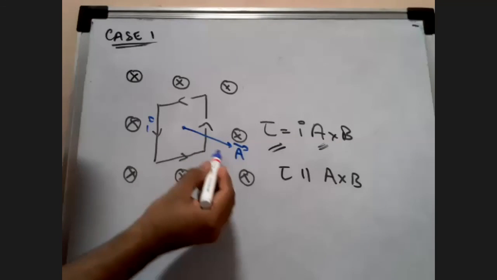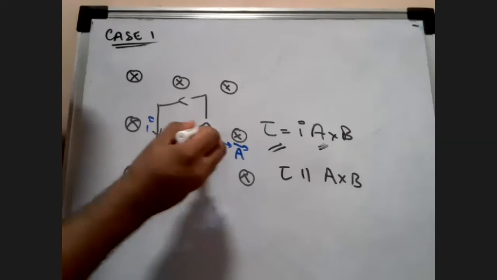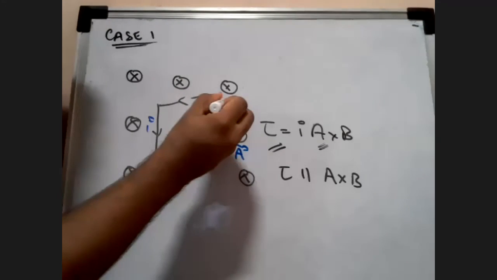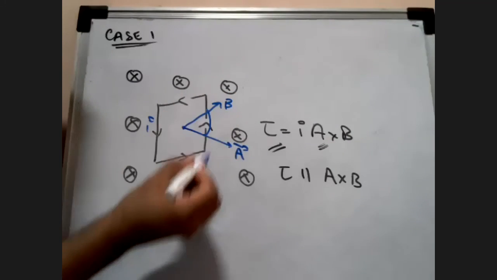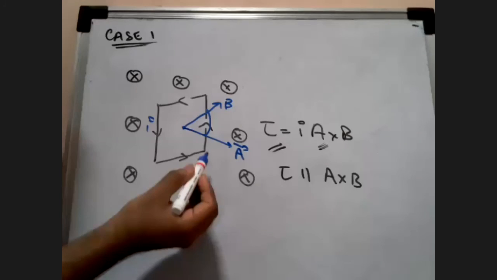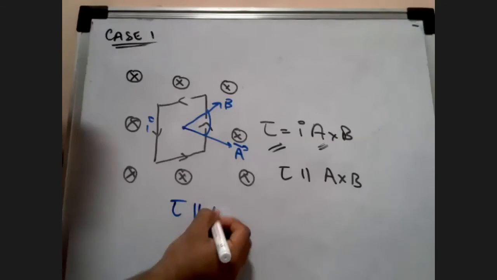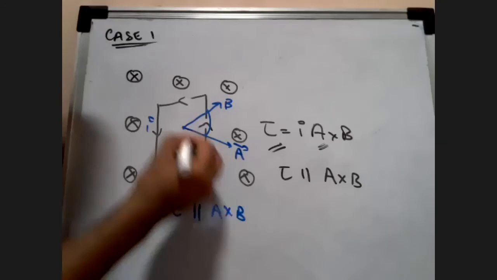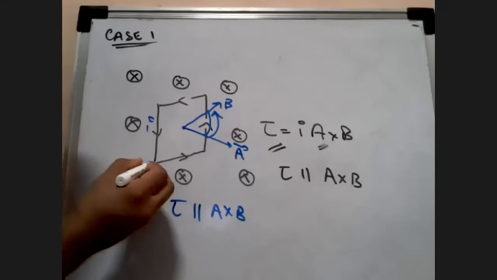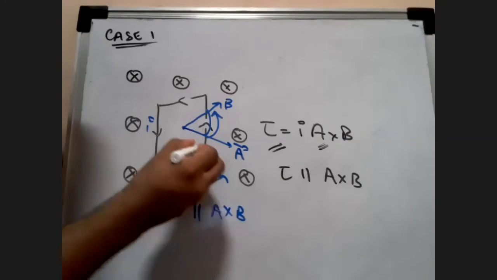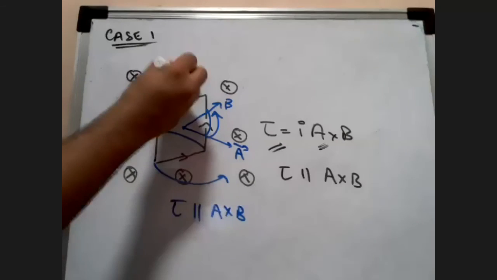If you know that the area vector is here and the magnetic field is inside, then A cross B, from A to B, so torque will be in the direction of A cross B. Basically, what is going to happen? This thing is going to rotate like this. You understood that? This is the axis, students.